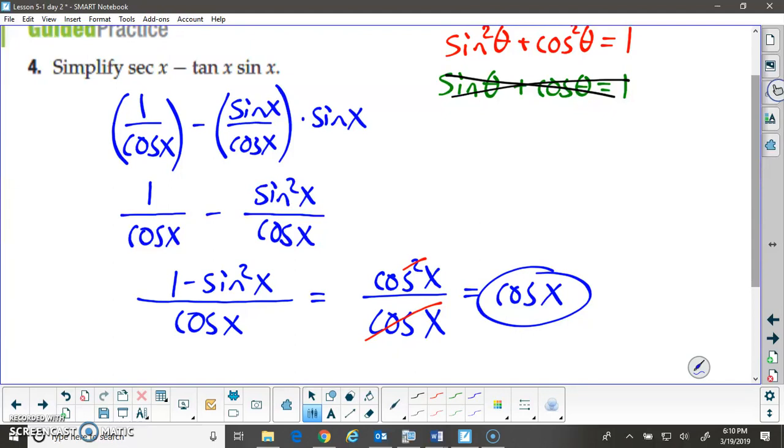They're going to give you an expression like this. You're going to simplify it down. Typically, it simplifies down into one trig function, like this one simplifies into just the cosine of x.